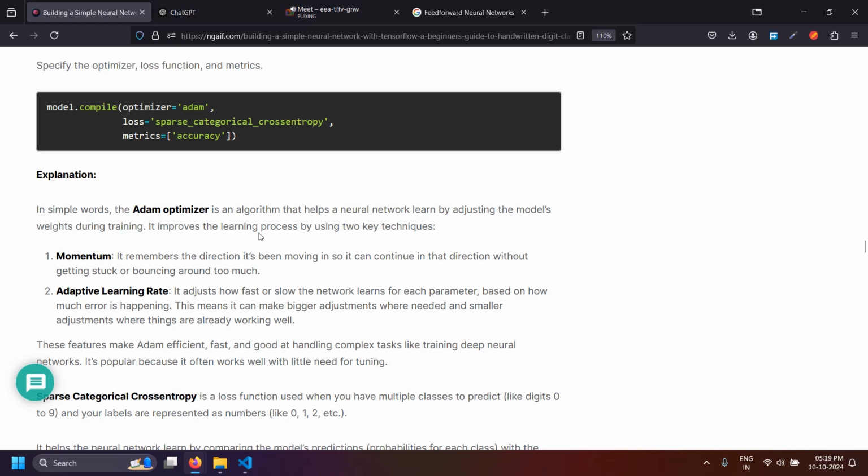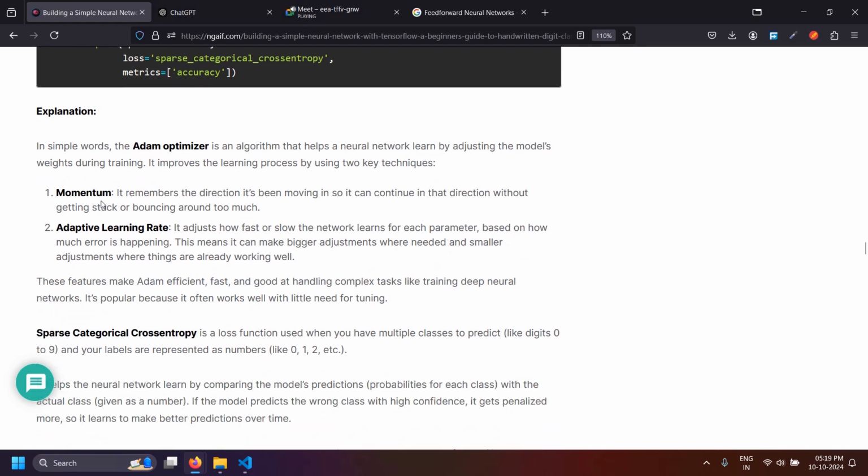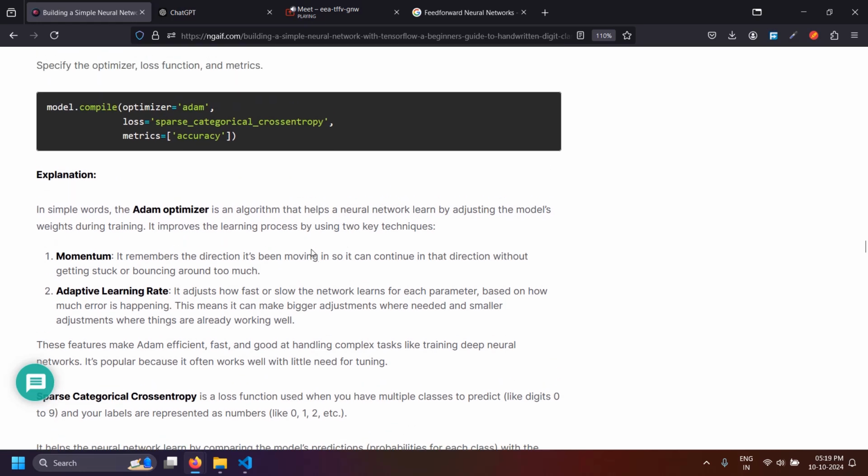It improves the learning process by using two key techniques. First is momentum. It remembers the direction it has been moving in, so it can continue in that direction without getting stuck or bouncing around too much. So when it is moving in some direction, it will continue to move in that direction without any problem. In simple words, this is what momentum means.